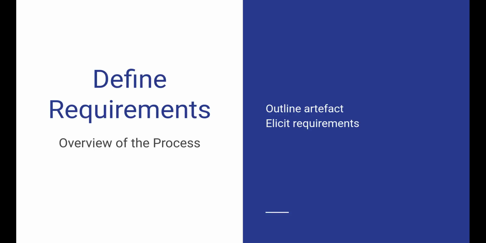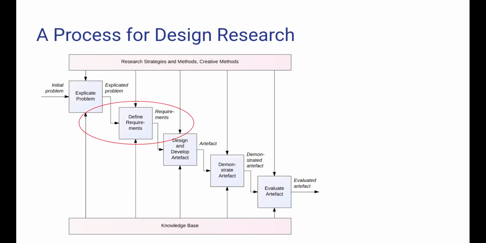Define requirements can be seen as a sub-process within the entire design research process, and we'll start with an overview of this sub-process. The input to the define requirements activity is an explicated problem, which is an output from the explicate problem activity. In order to define your requirements, you need to have a good understanding of your problem. You need to define your problem precisely and sometimes also to identify its root causes. When this is done, you have a sufficient understanding for finding requirements.